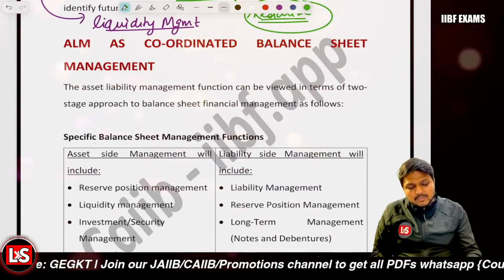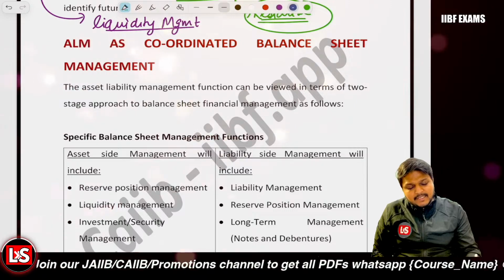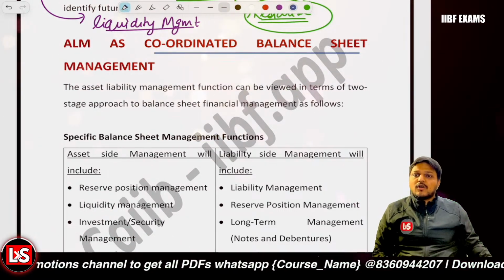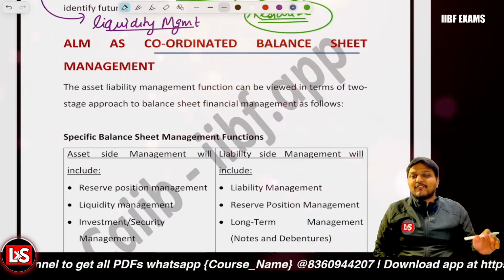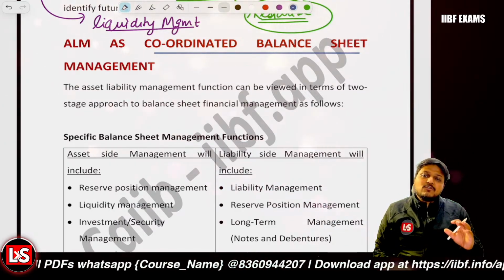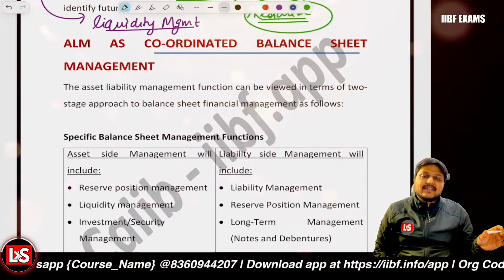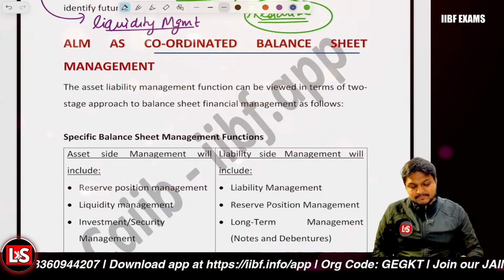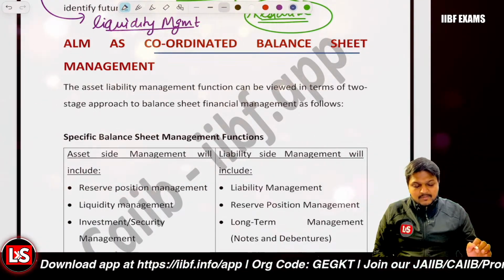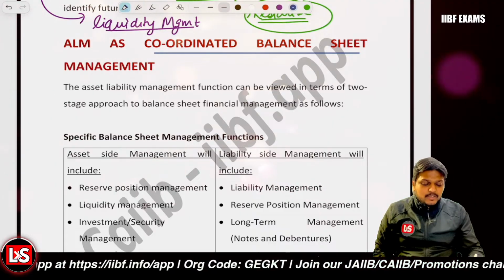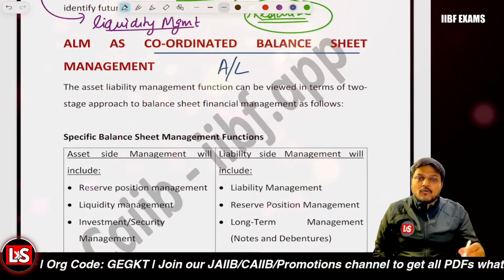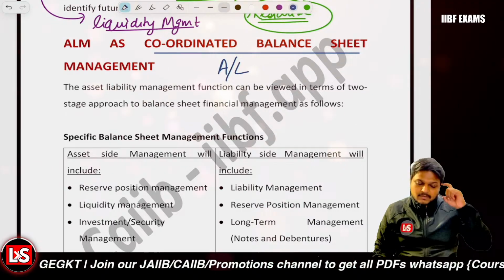After that, it's about ALM as coordinated balance sheet management. Why? Because ALM is going to integrate the asset side and the liability side decisions for overall financial stability. It's going to integrate the asset side as well as the liability side for overall financial stability, right?